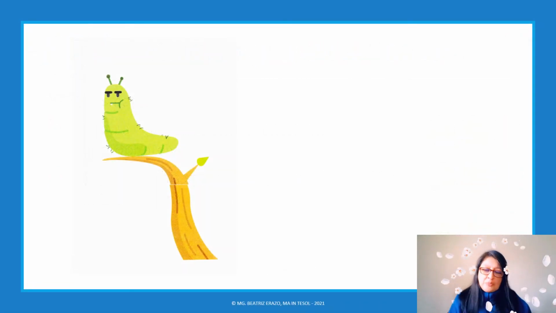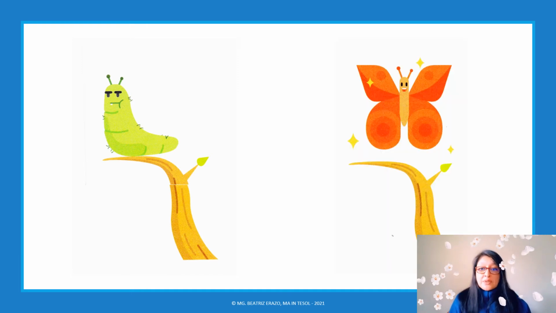This is a caterpillar. He felt ugly because nobody wanted him. One day, after eating a lot, he turned into a cocoon. And after a while, the cocoon opened up, and now it's a beautiful butterfly. Typical story, right?